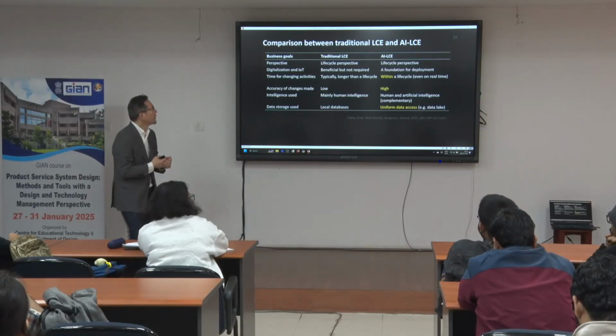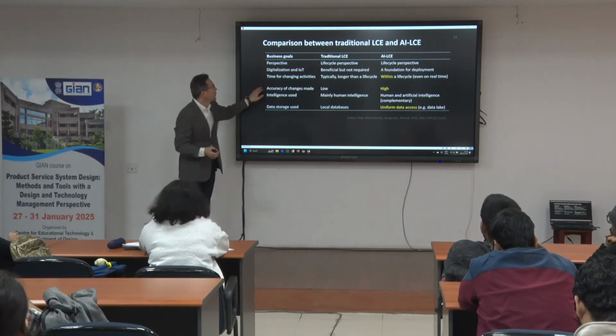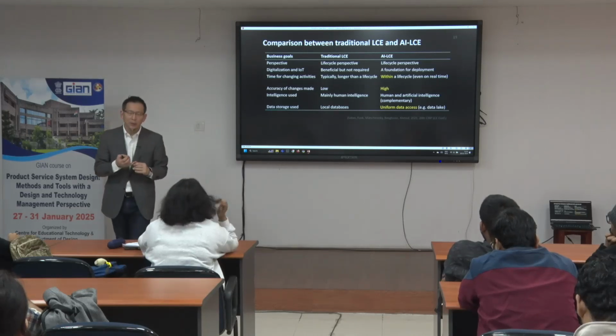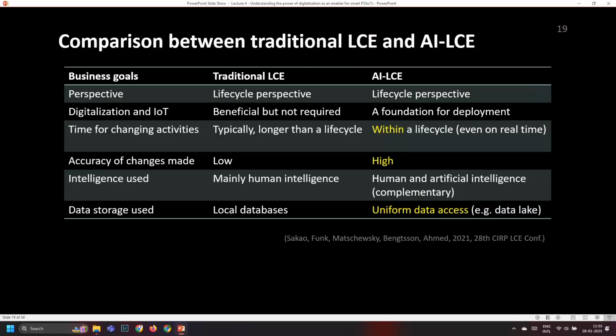And also, another highlight is that the accuracy of the changes made in such a digitalized environment will be much higher than right now, because of the sensors and also analytics of the data coming from those sensors. The analysis can be made for individual product instances. So that's why we see potential for much increased accuracy in making any change.